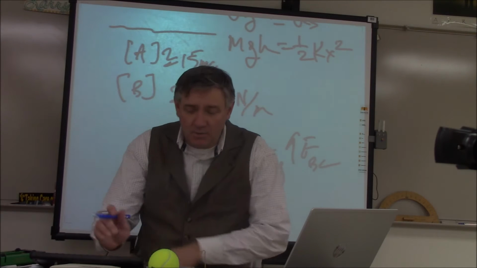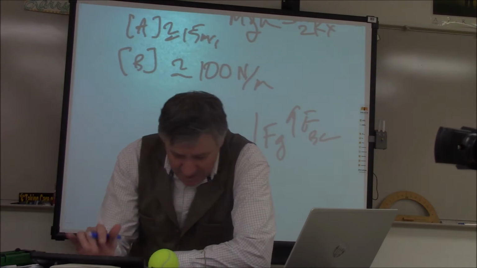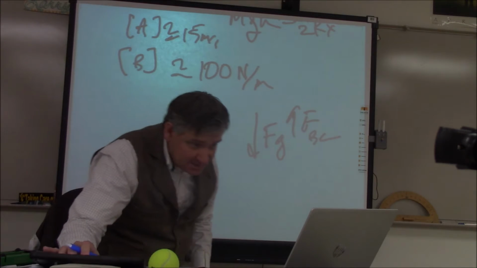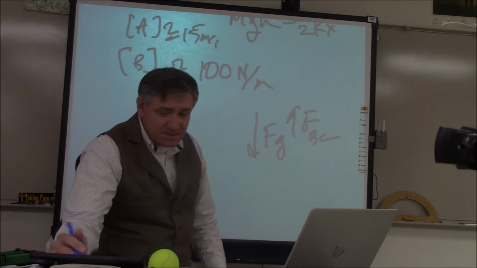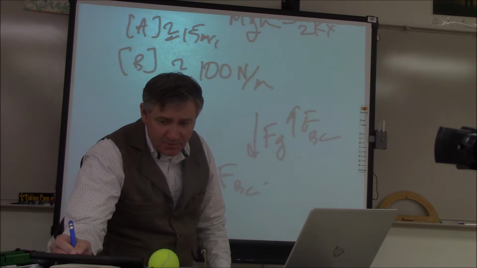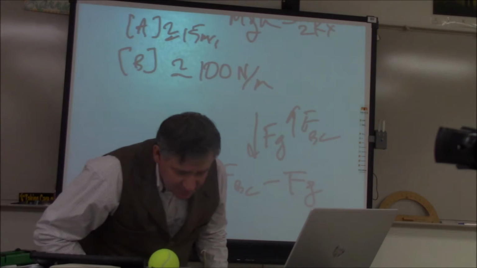So what you should see is that on that one, the force from the bungee cord has to be bigger at the bottom. That's what's going to make you stop. So that net force is just going to be the force from the bungee cord minus Fg. That's it. That's all you have to write.